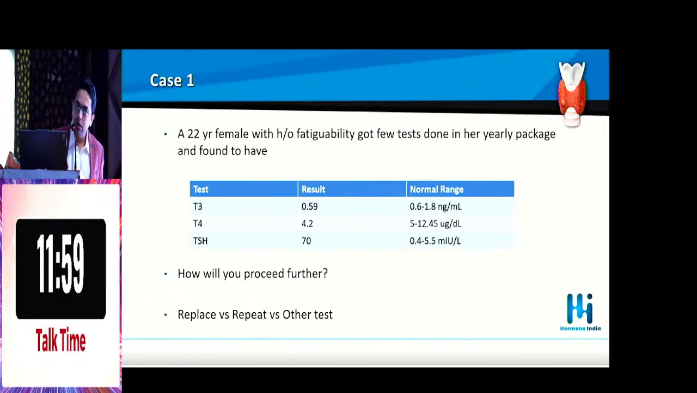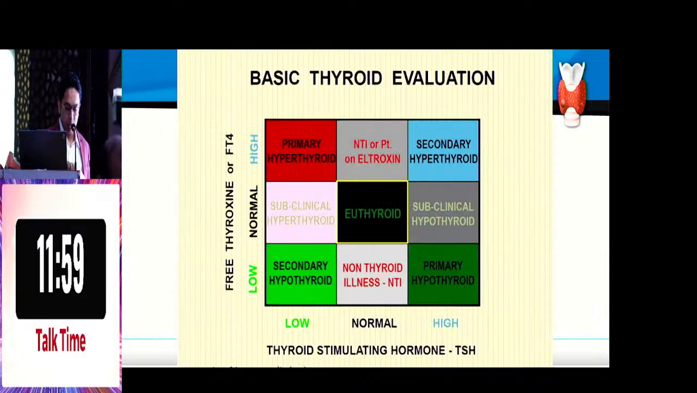To begin with, I'll answer the first question. This patient is a 22-year-old female with fatigability, primary hypothyroid, TSH is raised, T3, T4 are low. So this patient requires treatment. Usually you start with 1.6. This graph, if you want, you can take a picture of. This is the basic thing of thyroid interpretation, right?